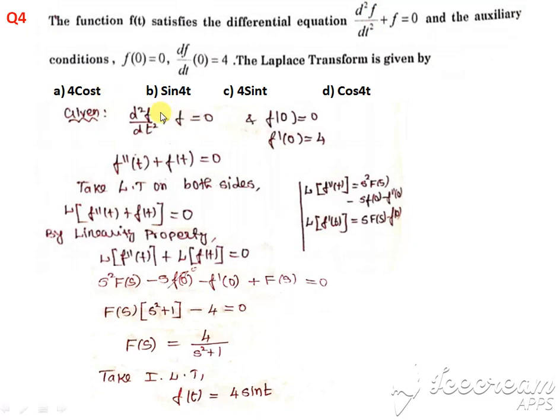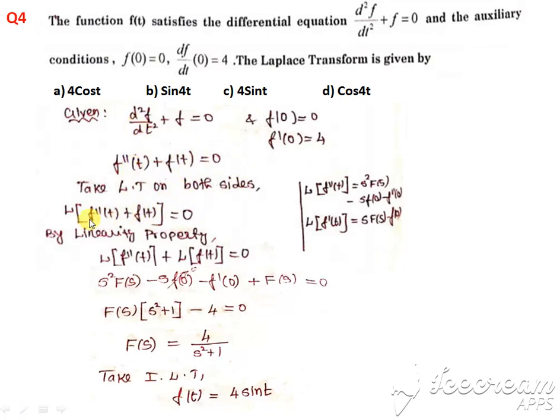So for that, we can write the given function as f double dash of t plus f of t is equal to 0, and we can write the initial condition as f of 0 is equal to 0, and this term can be written as f dash of 0 is equal to 4. So now take Laplace transform on both sides.